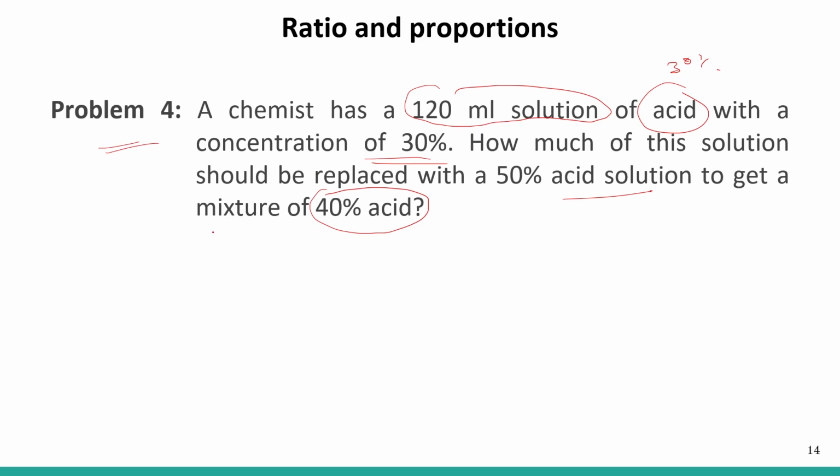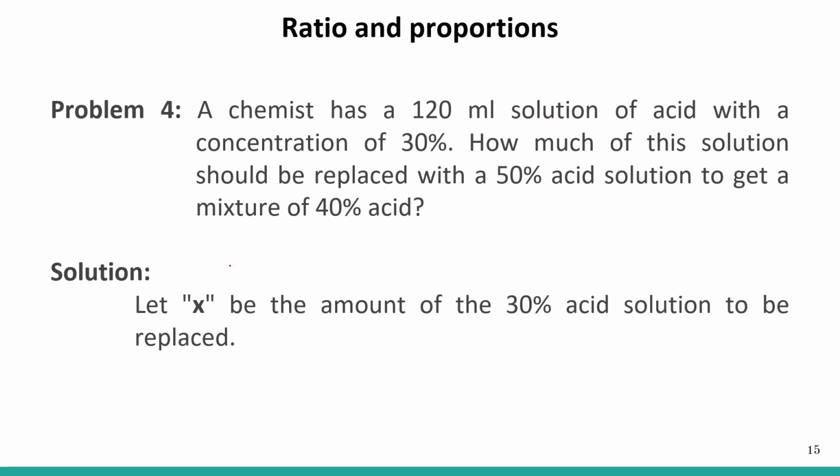This is a slight deviation from the previous two problems, but not a big issue. Let's proceed with the solution. Again, we assume something in order to convert the word problem to an algebraic problem, for which we need to solve for x. So let x be the amount of 30% acid solution to be replaced. Not to be added, to be replaced. This is a keyword here: replaced, not added.